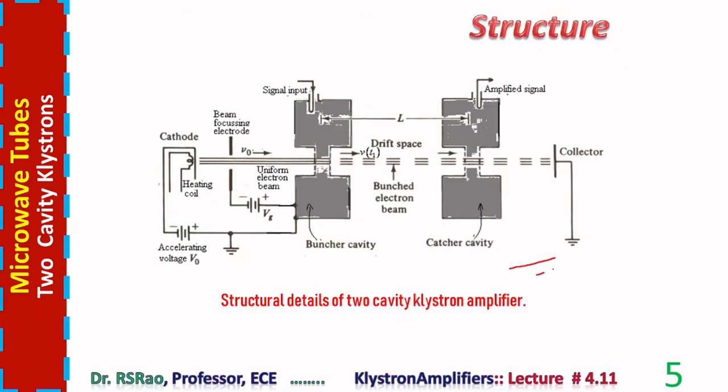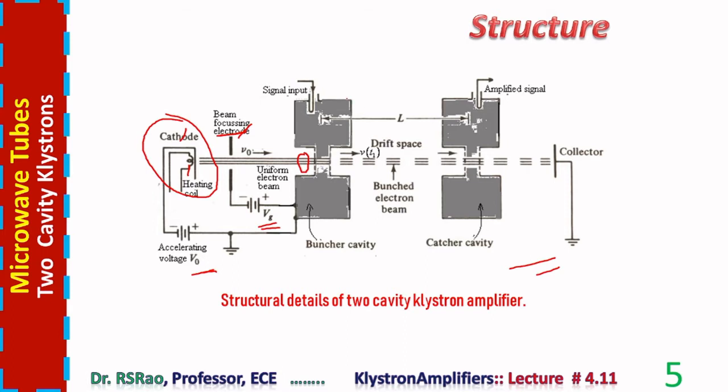Here is the structure of a two-cavity klystron illustrated. This is the electron gun; the cathode heating coil emits electrons. They are focused, and then they are accelerated with a certain positive voltage V0. Vg is meant for focusing. Now here we have a highly energetic beam of electrons.